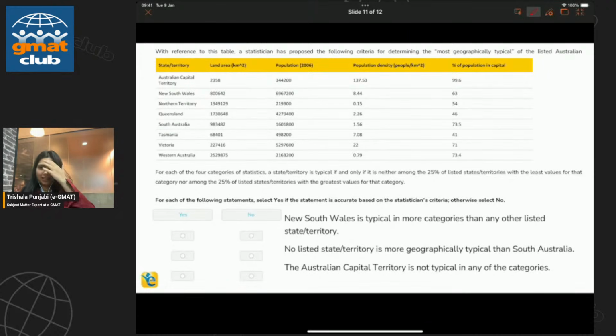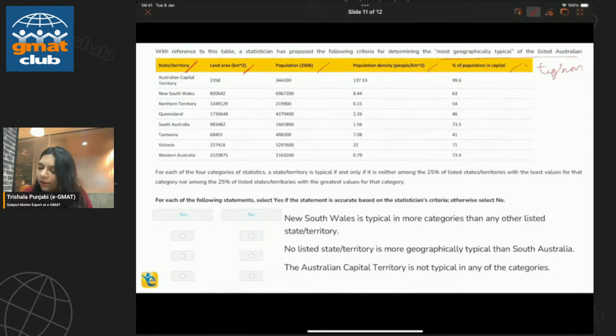Okay. All right. Now let's look at this question. So, first, as usual, we will try to completely own the data set. So, this says that with reference to this table, a statistician has proposed the following criteria for determining the most geographically typical of the listed Australian states. What is happening is that we have the different states, and then we have land area, population, density, percentage of population. These are the four different parameters. Based on that, we have to find out if they are typical or non-typical.